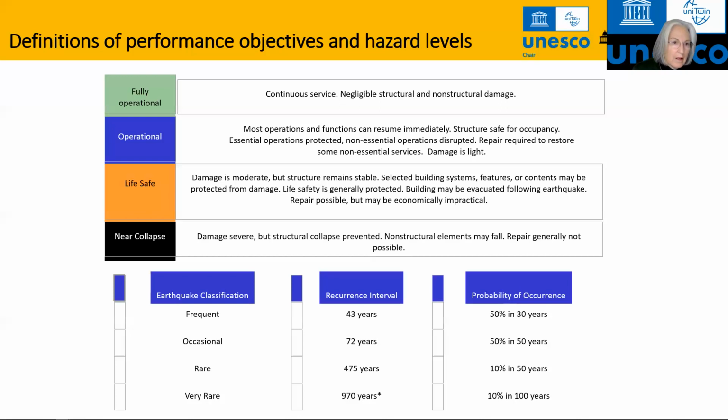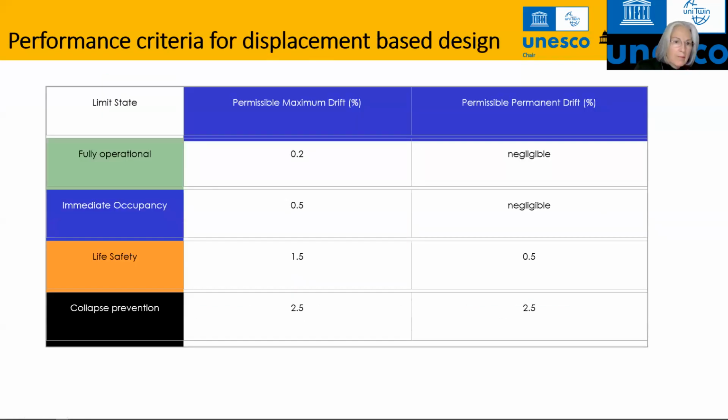As for what fully operational, life safe, and near collapse mean, there are some qualitative descriptions, and similarly we have some definitions of frequent, occasional, rare, or very rare earthquakes. You can see here that again we have different levels of return periods, but more or less they are within 475 years, 72 years for the occasional, and so on.